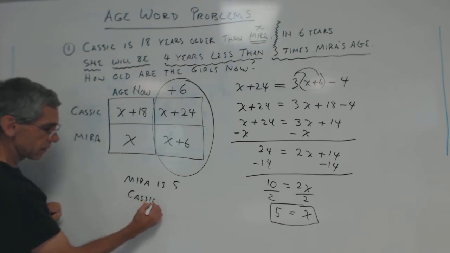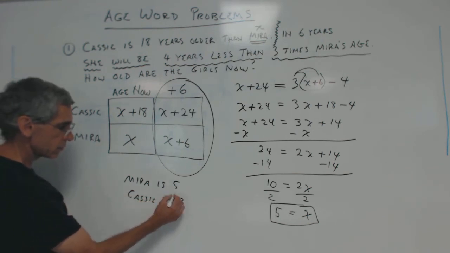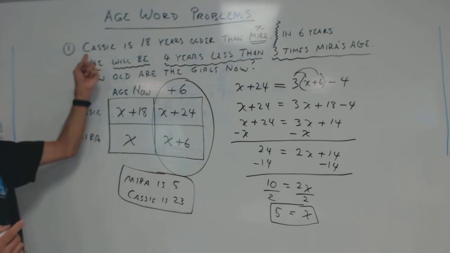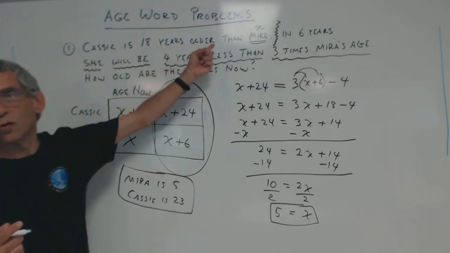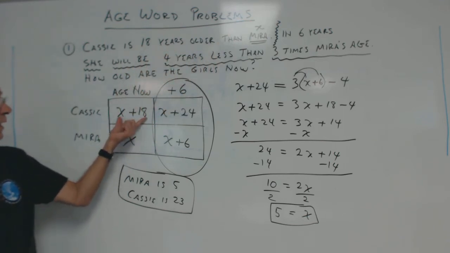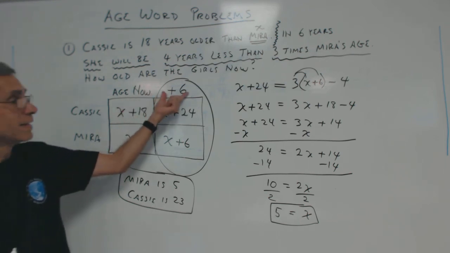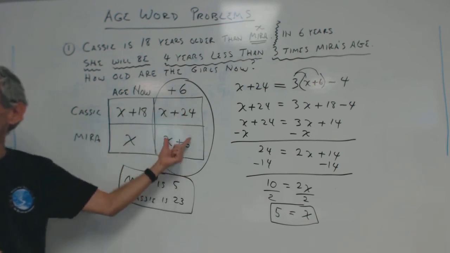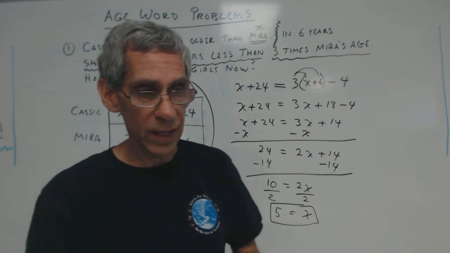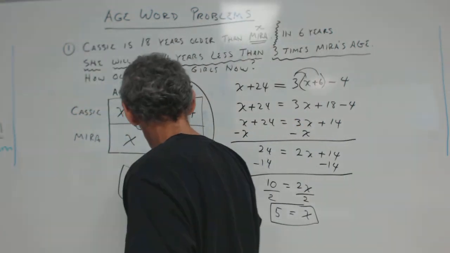I thought the now one was the plus 6. No, because now is in the first column. Cassie is 18 years older than Mira. Mira is x. Cassie is 18 more than x, so x plus 18. Make sense? Yeah. Then in 6 years, that's this column. You add the 6 to those, right? Make sense? So I want you to use that process to do the homework.